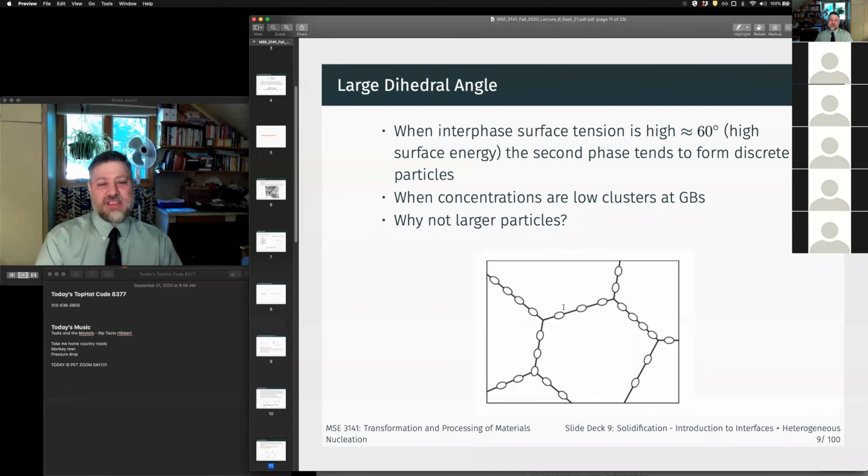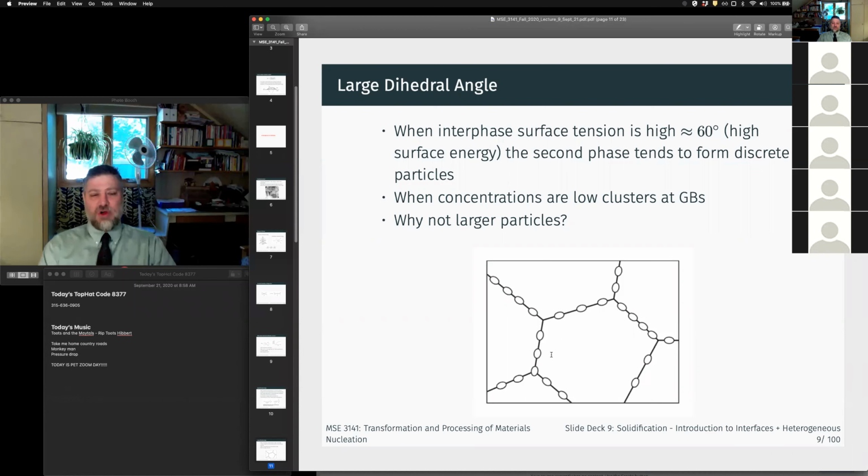But why don't these grow to be larger particles? Why do we tend to have these small discrete ones, right? And again, that's something else I sort of want you to think about. It's not germane to the discussion today, but we'll come back to this when we talk about solid state phase transformations and heterogeneous nucleation of solid state phase transformations, right? But just keep it in your mind.